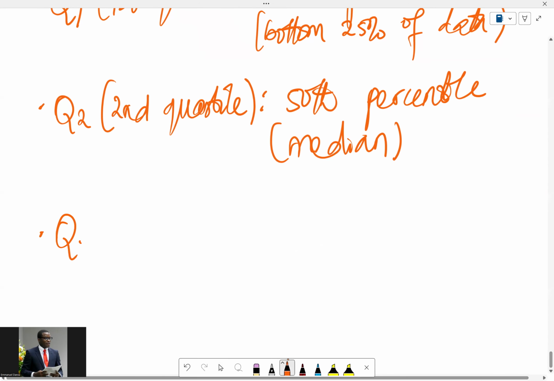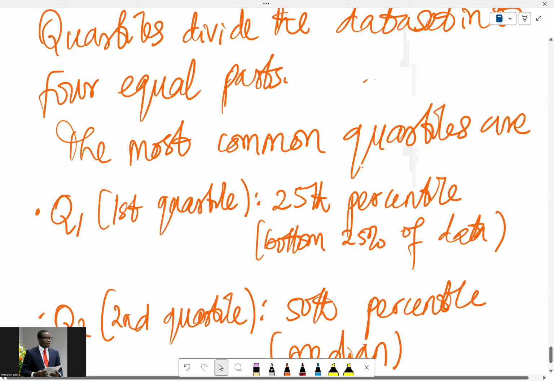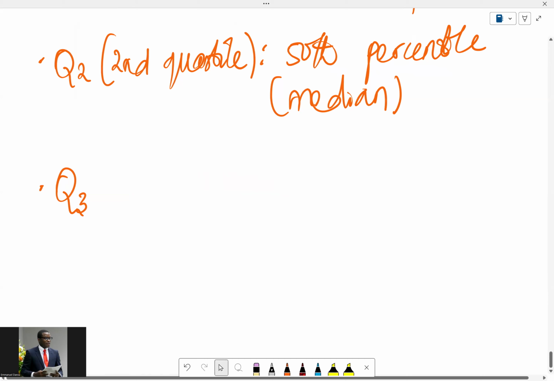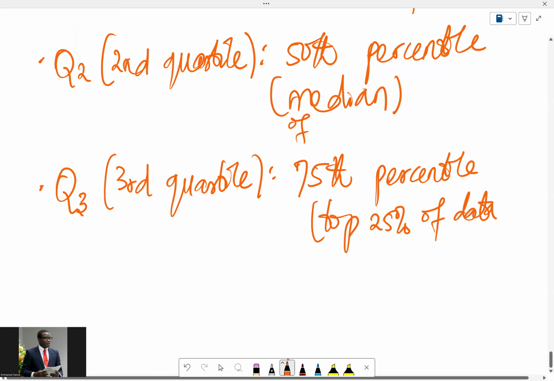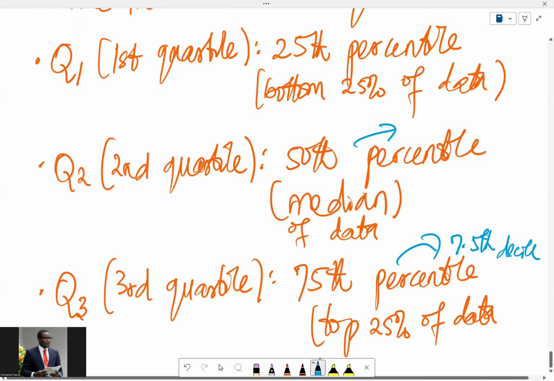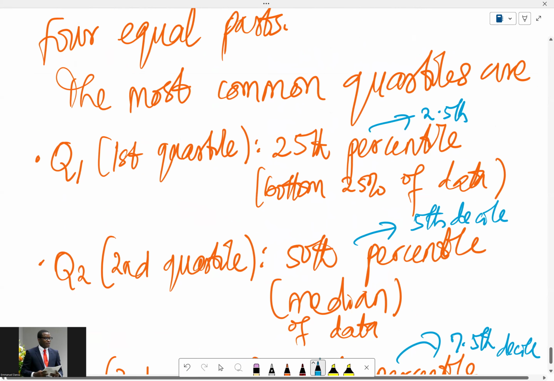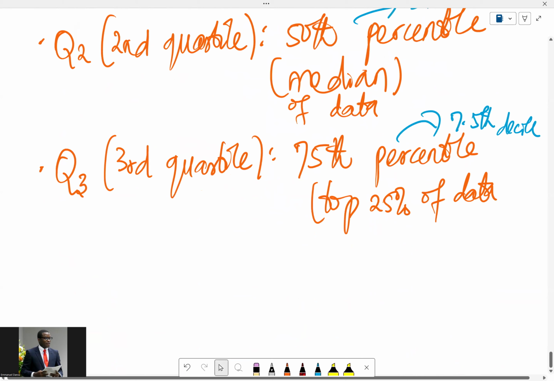Then you have Q3, which is the third quartile. That talks about the 75th percentile, so that is actually the top 25% of data, just like this is the median of data. If you want to talk about them in terms of decile, the 75th percentile is the 7.5th decile, while the 50th percentile is the 5th decile, which is also the second quartile. The first quartile will be the 2.5th decile. So they are all interconnected like that.